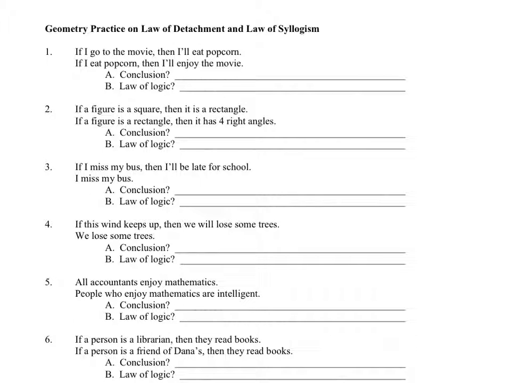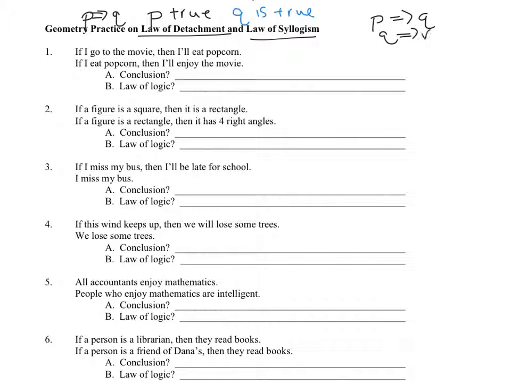Here's some more practice with the law of detachment and law of syllogism, because it can be kind of confusing. The law of detachment is if you know that P implies Q is true, and you know that P is true, then you can conclude that Q is true. The law of syllogism is if you know that P implies Q is true, and you know that Q implies R is true, then you can bypass the Q's and say that P implies R is true.